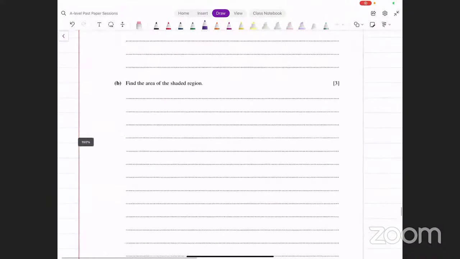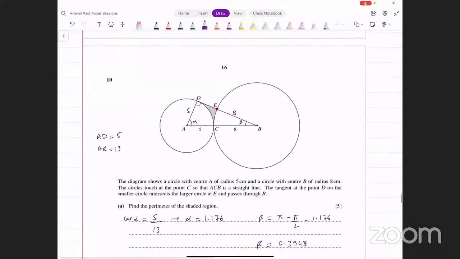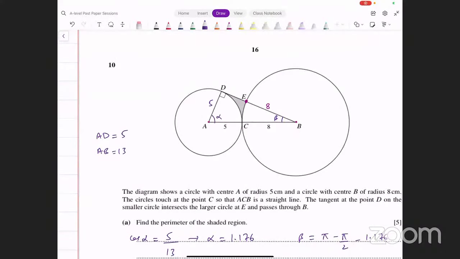Part B, find the area of the shaded region. Okay. Area of the shaded region. How can you find that area? How do you describe that area? पहले इसको सोच लें. Triangle में से क्या minus किया हुआ है? ये दो sectors minus किया हुआ है, right? Triangle में से दो sectors minus कर दिए. What's the area of the triangle?